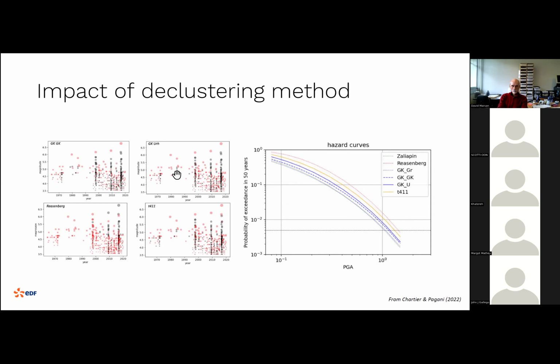You have here, for this example, same example from the same paper, the impact of changing the declustering methods on the final calculation of the hazard curve, all other things staying equal. So you see that you can have a significant variation of the final probability of exceedance depending on this choice.